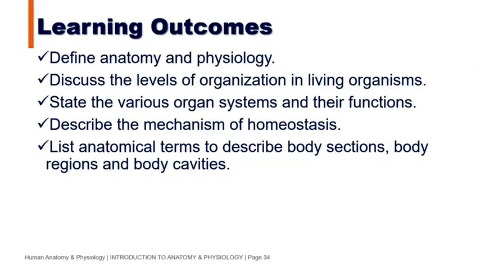So I hope that at this point you can now define anatomy and physiology, and then you can discuss the levels of organization in living organisms. Then you can state various organ systems and their functions. Then you can now describe the mechanism of homeostasis. And now you can list anatomical terms to describe body sections, body regions, and body cavities.